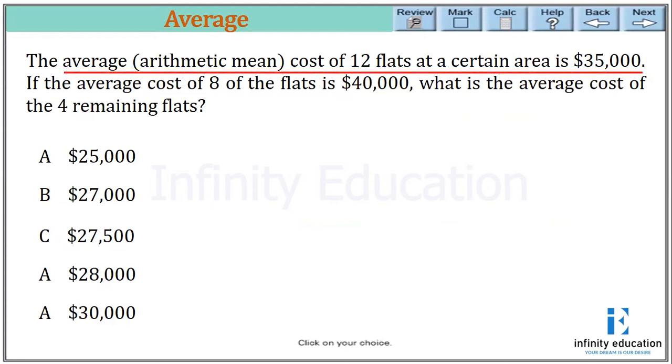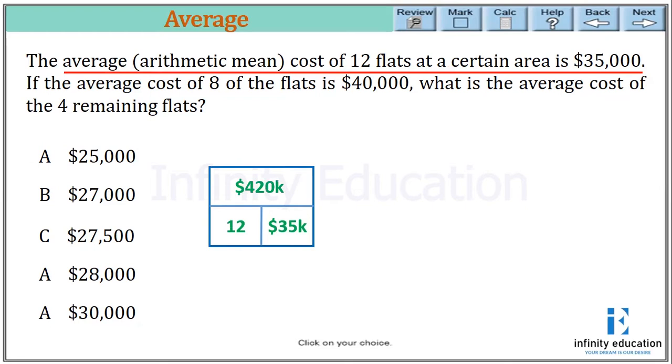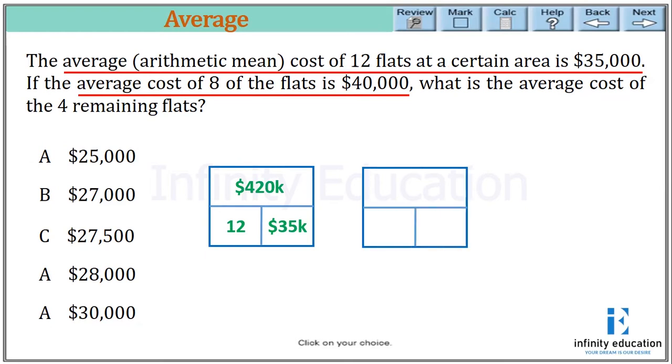The average cost of 12 flats in a certain area is $35,000. That means I can make an average box here. So 12 flats, average is $35K. So the total for these 12 flats should be $420K. Now the next set of information is the average cost of 8 of the flats is $40,000. So I will make another average box here. So 8 of the flats having the average of $40K. So the total should be $320K.